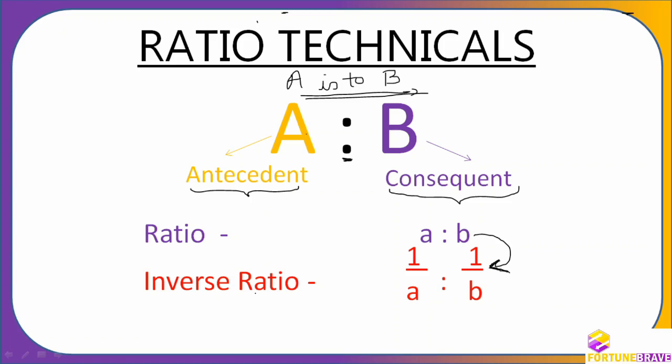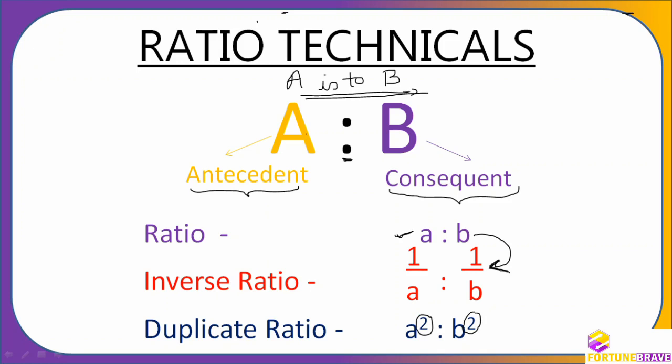Then there are several types of ratios. One of them I am going to give you as an example, that is called duplicate ratio. Duplicate ratio is the power. If the ratio is A is to B, then the duplicate ratio will be A square is to B square. In the same way, triplicate is also there, which will not be asked. Triplicate ratio is A cube is to B cube.